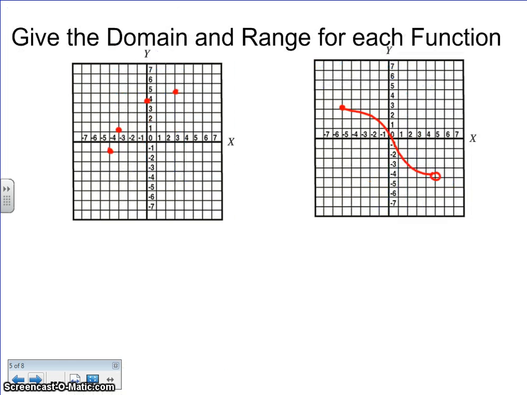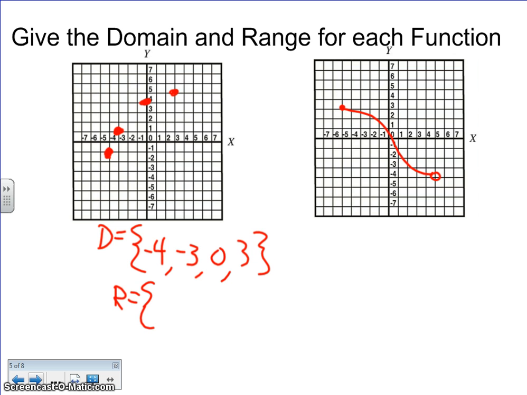We can give the domain and the range of functions that we find in graphs. Again, the important thing to do is remember the domain is the x. So we're looking for the x coordinates of these numbers. This one has an x coordinate of -4. This one has an x coordinate of -3. This one has an x coordinate of 0. And this one has an x coordinate of 3. So that's the domain of that.